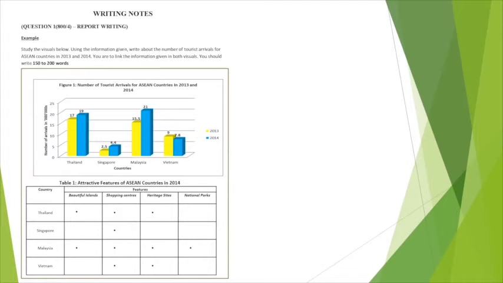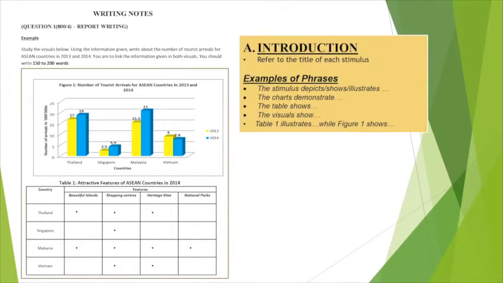Let's start with the first element in a report writing. The first element is called introduction. Introduction is the easiest element to be written. What is introduction? You need to refer to the title of each stimulus.